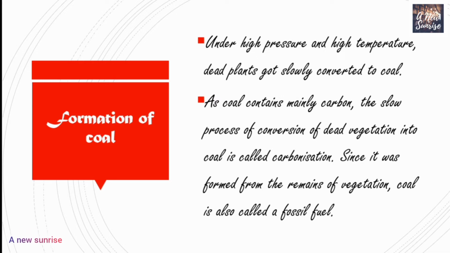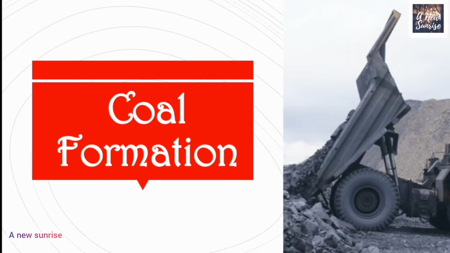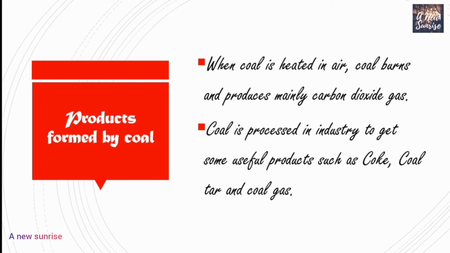As coal contains mainly carbon, the slow process of conversion of dead vegetation into coal was called carbonization. Since it was formed from the remains of vegetation, coal is also called a fossil fuel. Next, we would learn about products formed by coal. When coal is heated in air, coal burns and produces mainly carbon dioxide gas. Coal is processed in industry to get some useful products such as coke, coal tar, and coal gas.